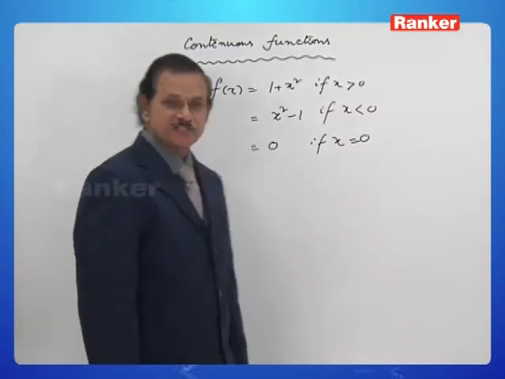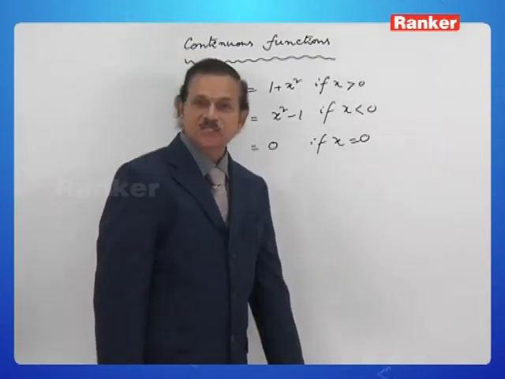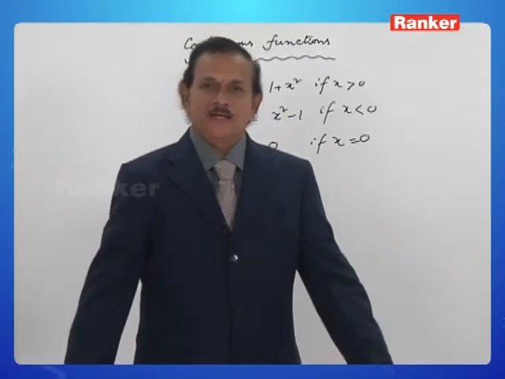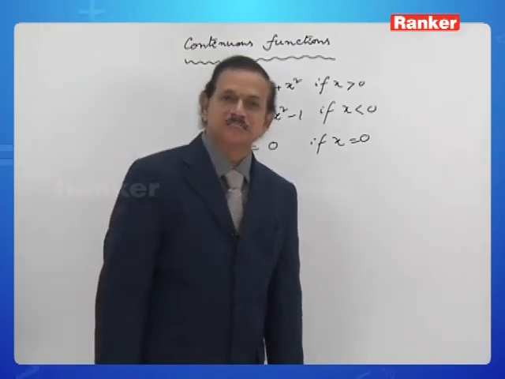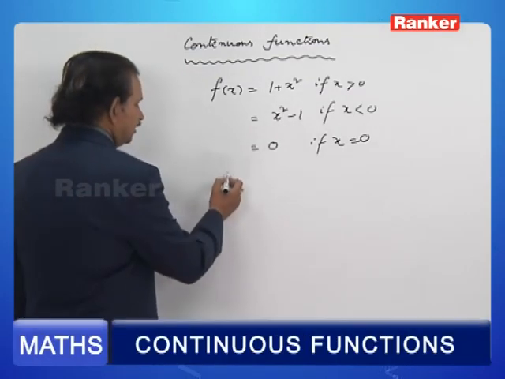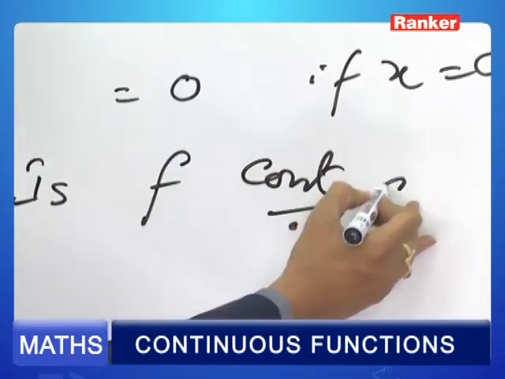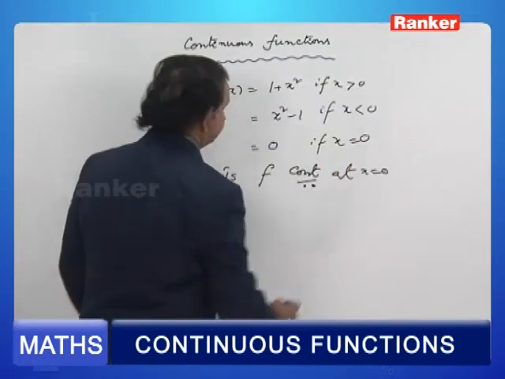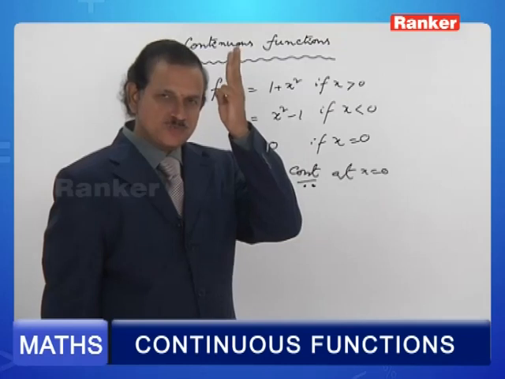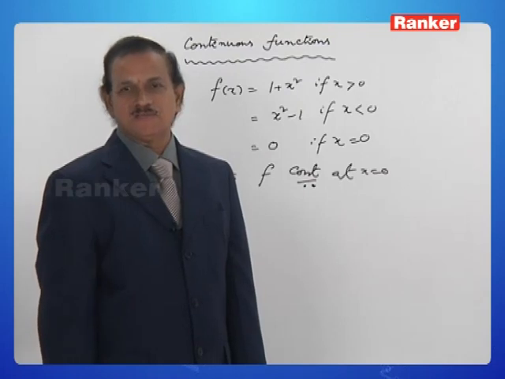Let us consider the function f of x is equal to 1 plus x square if x greater than 0, x square minus 1 if x less than 0, 0 if x is equal to 0. Again, he likes to ask us the continuity of the function at x is equal to 0. What is the question? Is f continuous? Well, to test the continuity, we have had 3 conditions in our mind. The first one is f of a must be defined. The second one is limit of f of x, etc.